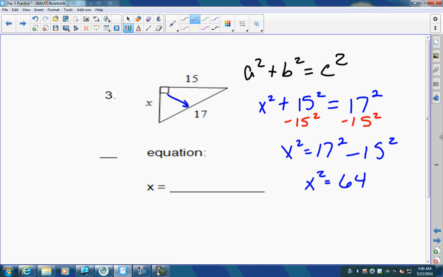This one ends up being an easy one as well, because when I take the square root of each side, the square root crosses out the square. So I get x equals, and the square root of 64 is 8. So x equals 8.